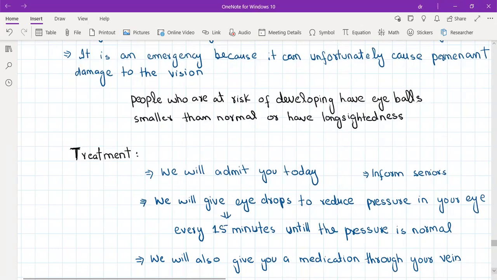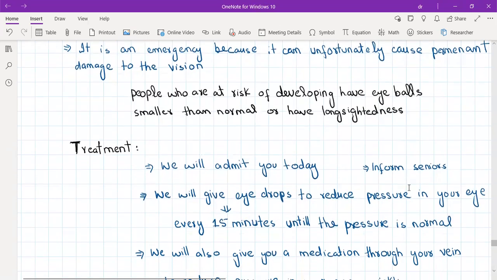Treatment, so basically, we'll tell the patient that we are going to admit you today. I'm going to inform my seniors. We'll give you some eye drops to reduce the pressure in your eye. Okay, so the first thing is admission, informing the senior, and giving eye drops to reduce the pressure.